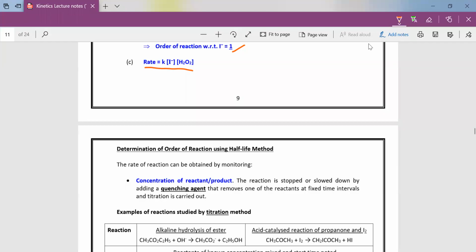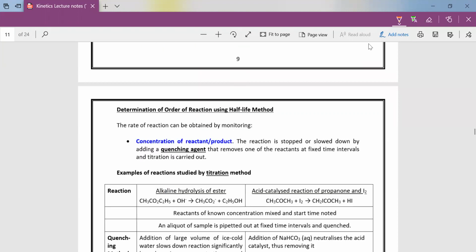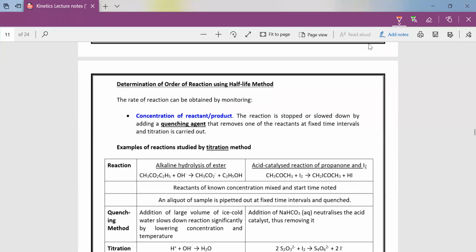Okay, let's continue. So now we have the determination of order using the half-life method. Earlier on, we were talking about determining the order of reaction using the table method, the initial rate. So now we're going to look at the half-life method.